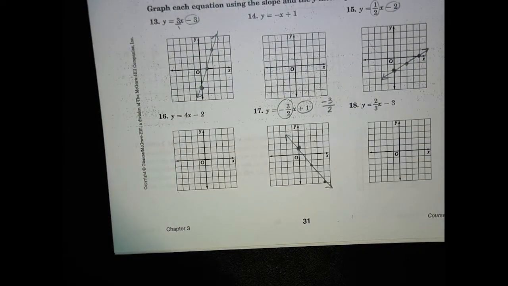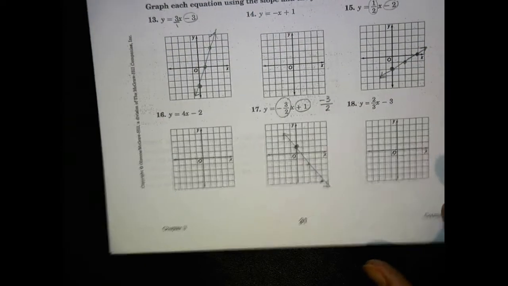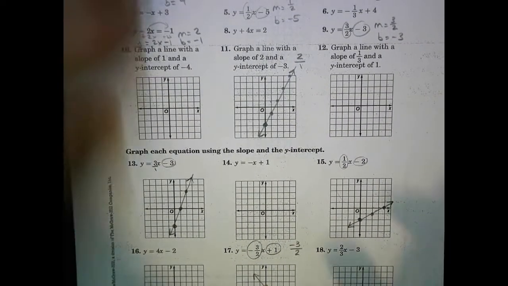All right, that's really it for today. Hope that makes sense. Again, this is called the slope-intercept form, and that's how that works there. So hopefully you got that.